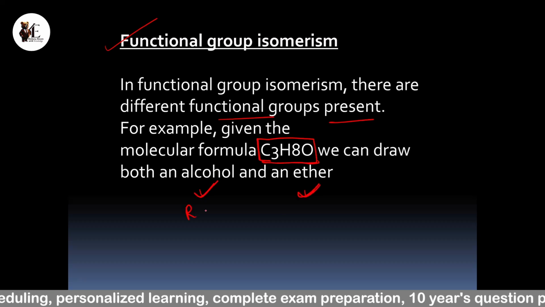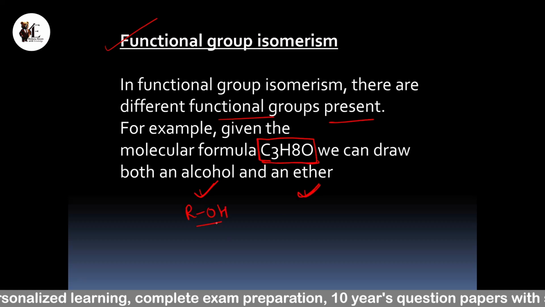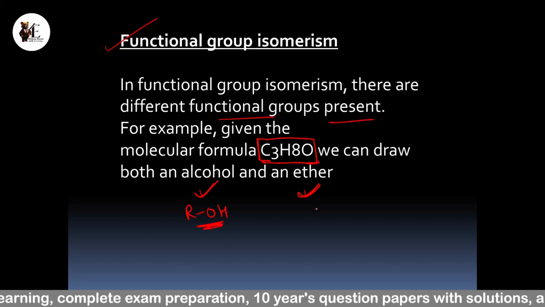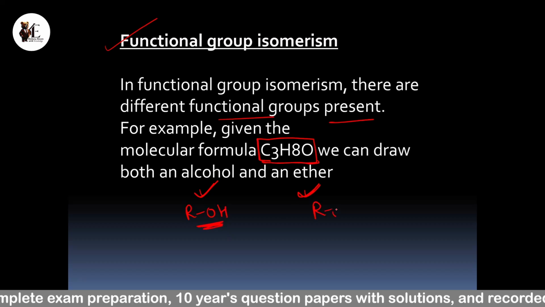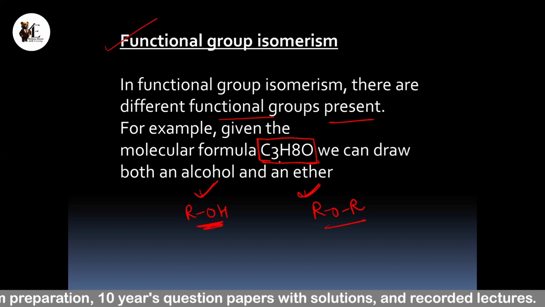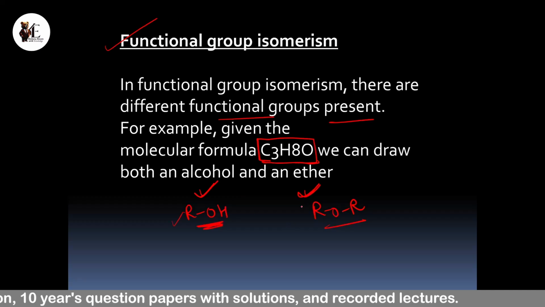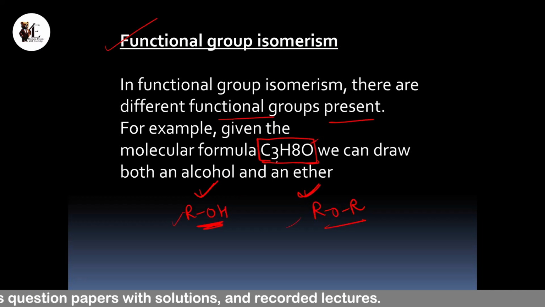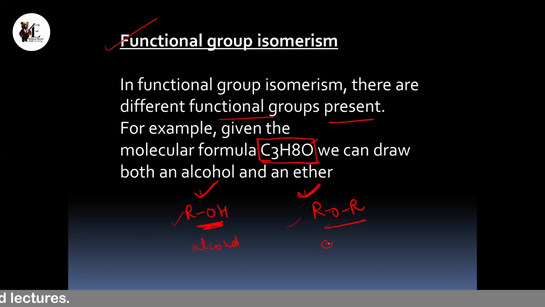Alcohol means ROH. This I have already told you in the last class, their general structure. It is ROH. Ether is your ROR. So try to make these structures ROH and ROR from this C3H8O and then count the number of carbon atoms, hydrogen atoms and oxygen atoms. The functional group is different. Here it is alcohol and here it is ether, but the molecular formula is the same. So draw it.